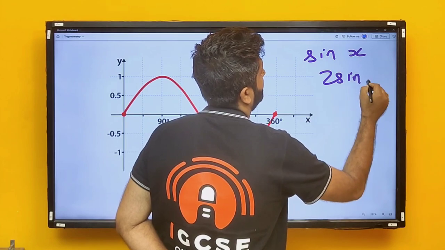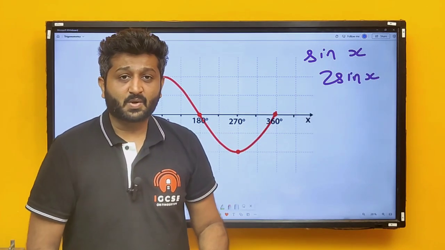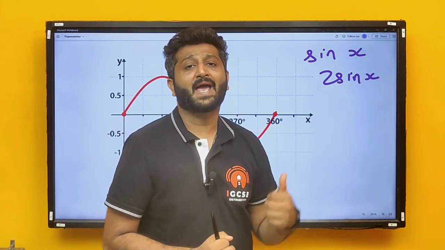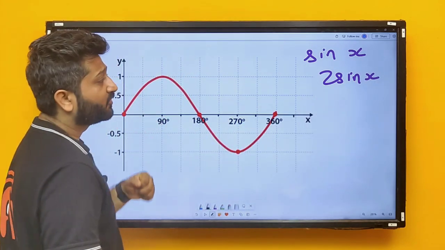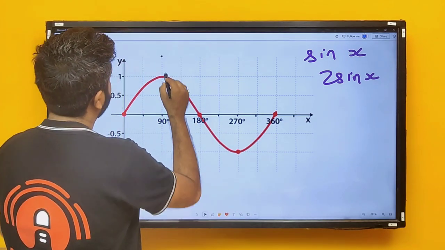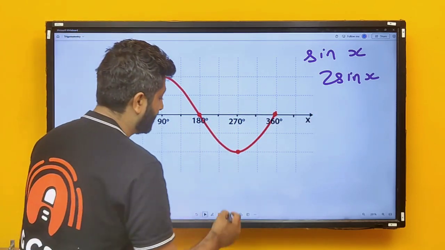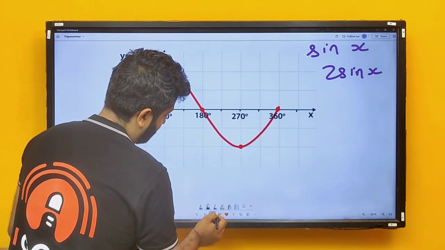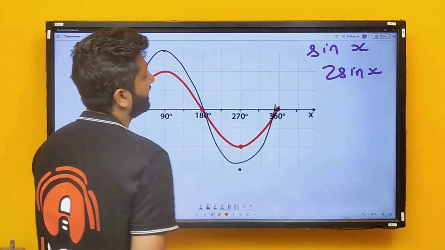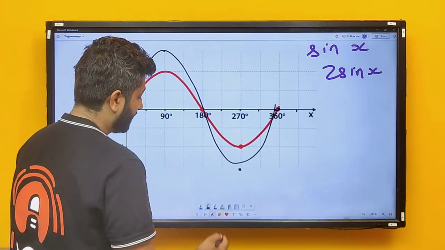Now this is the graph of sine x. What if they say to draw the graph of 2 sine x? How will that affect my graph? 2 sine x means whatever answer you're getting, you multiply that with 2. So this is kind of stretching the graph in the y-axis. How? Let's say sine 0 is 0, sine 90 is 1, so 1 into 2 is 2. Then 180: sine 180 is 0, 0 into 2 is again 0. Sine 270 is negative 1, negative 1 into 2 is negative 2, and 360. So this is how my graph of 2 sine x would look like. It is like stretching the graph in the y-axis.